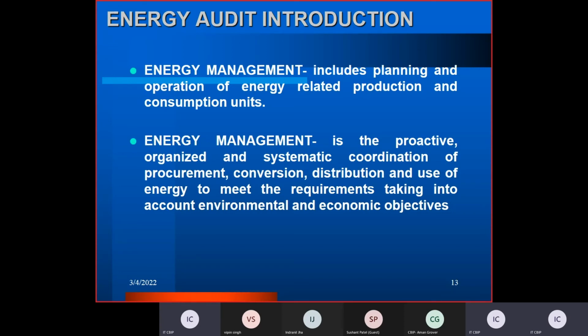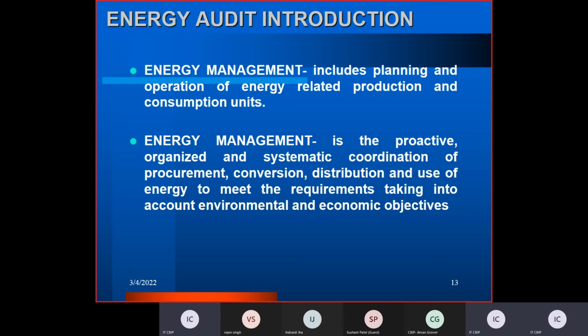Now we come to energy management, that is the energy audit introduction. Basically, it is the management of energy. Now, how can we manage the energy? The first important parameter is planning. That is, it includes planning and operation of energy related production and consumption units.